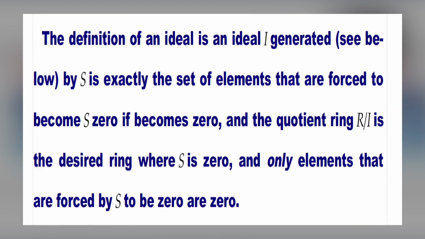The definition of an ideal is such that the ideal I generated by S is exactly the set of elements that are forced to become 0 if S becomes 0, and the quotient ring R/I is the desired ring where S is 0 and only elements that are forced by S to be 0 are 0. The requirement that R and R/I should have the same structure except that I becomes 0 is formalized by the condition that the projection from R to R/I is a surjective ring homomorphism.